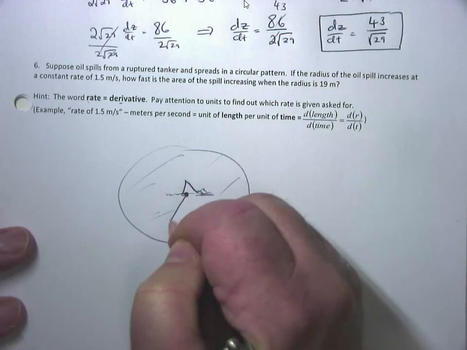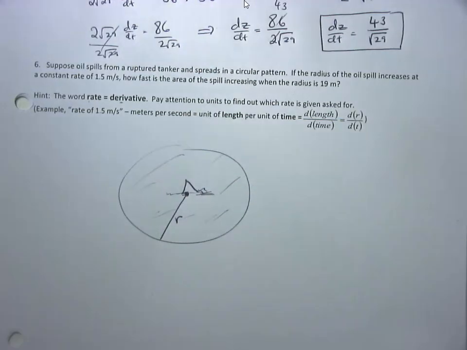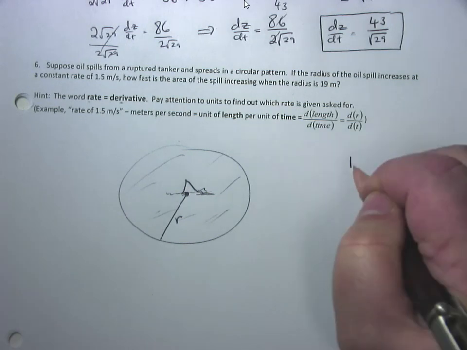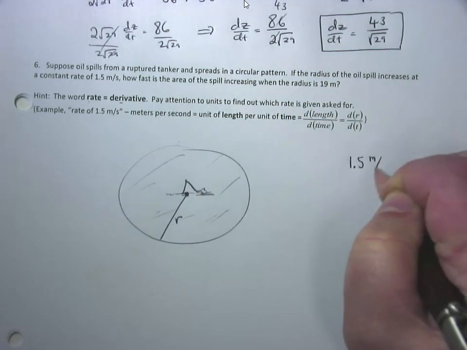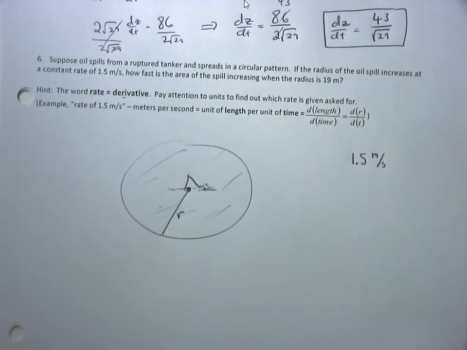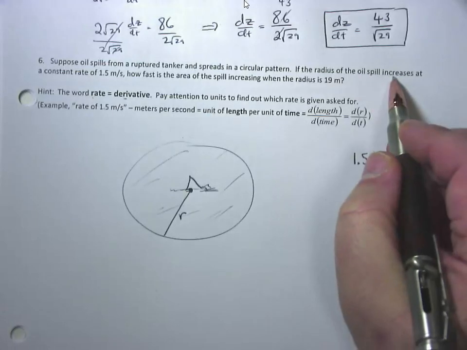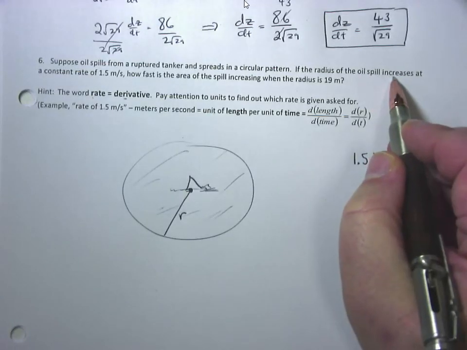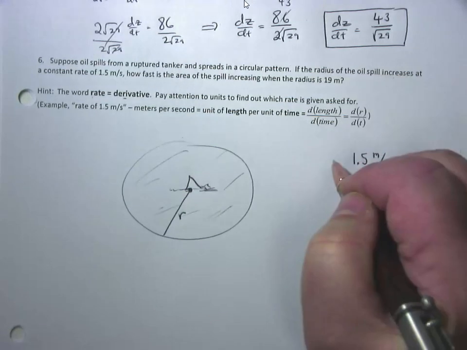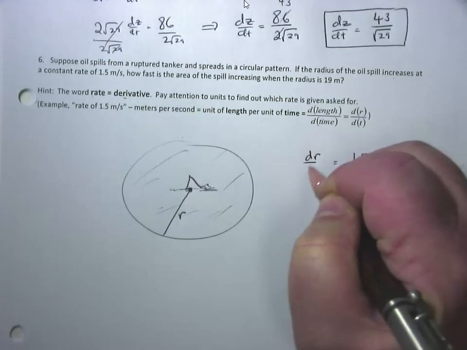And from the center, this would be the radius. I will call it R, because that just makes sense. If the radius of the oil increases at a constant rate of 1.5 meters per second, pay attention to units. You hear the word per, you know it's a derivative. Who is this the derivative of? It is the derivative of what? The radius increases. The word increase, decrease, that's another buzzword that's a derivative. The radius increases, so this would be dr/dt.